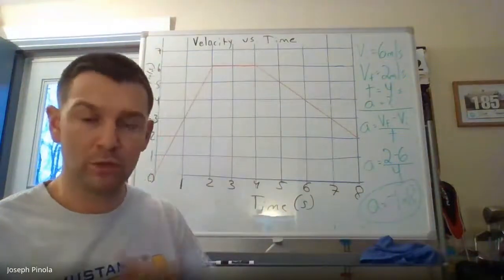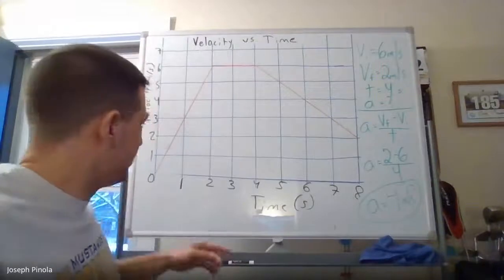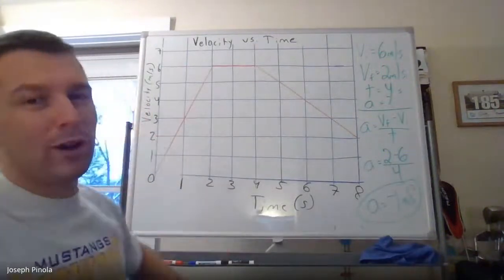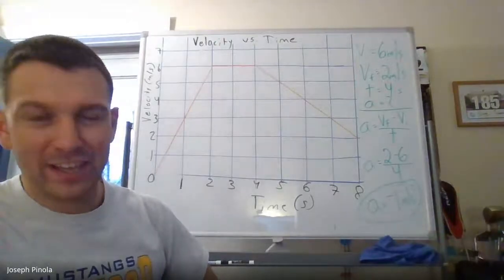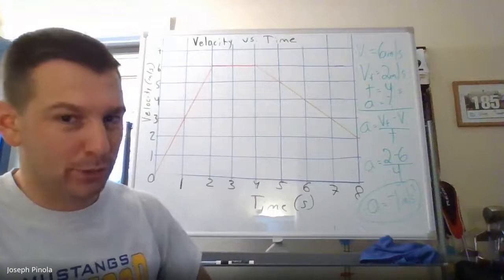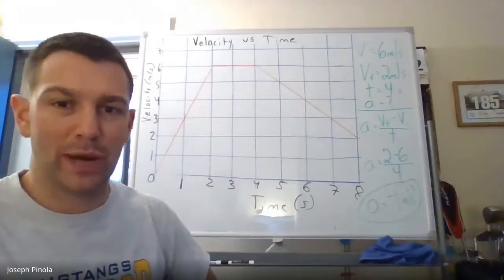Remember, when you look at a graph, the first thing that you should look for is to see whether it is a velocity versus time graph or a distance versus time graph. They are very different and they tell very different stories. So make sure the first thing you do is you look at which type of graph you have.